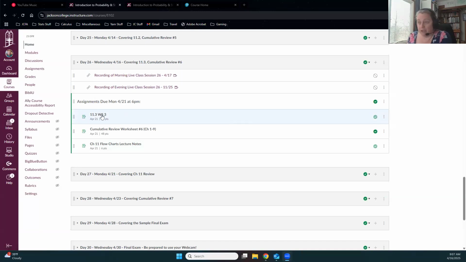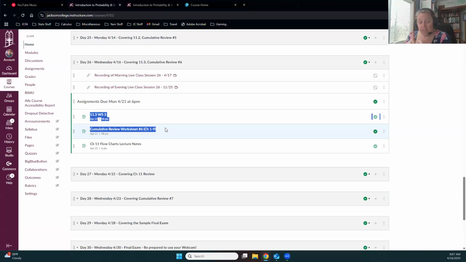So let's look at what we have to do. We're going to work on 11.3 worksheet 3 and the cumulative review worksheet number 6. Now, remember a couple things. Cumulative review is old final exam questions, right? So we're going to pay close attention, and anything we need to look up, we want to make sure it's on our note sheets for the exam, right?